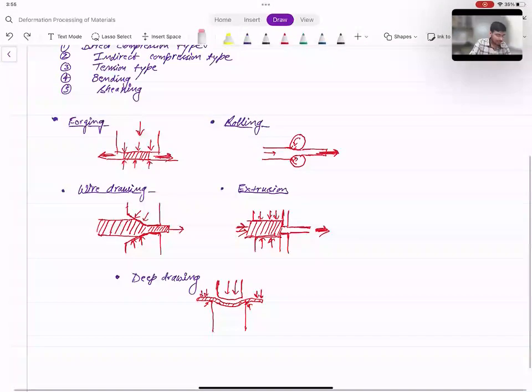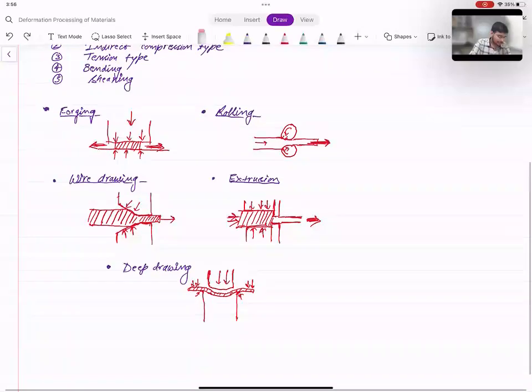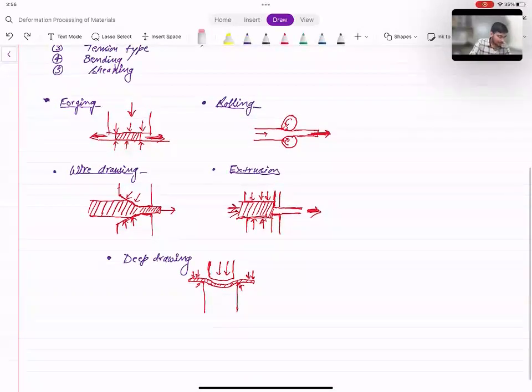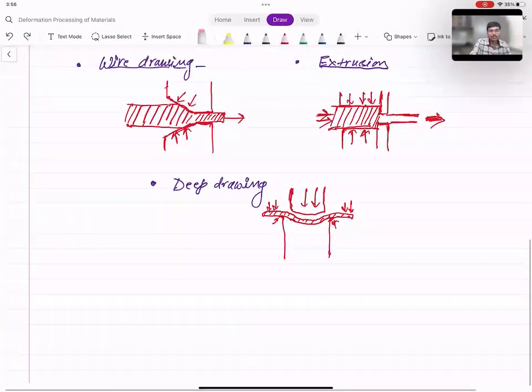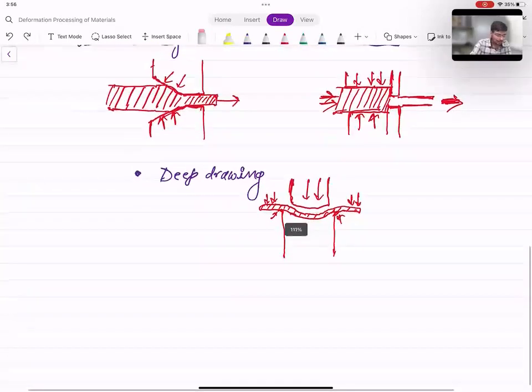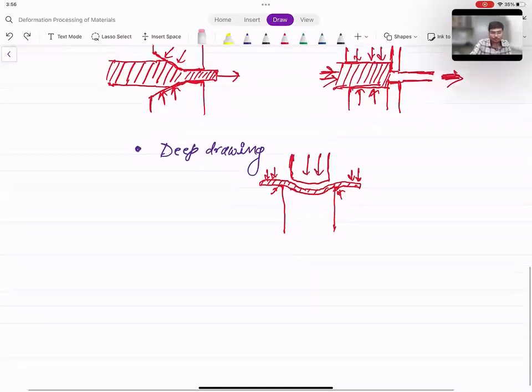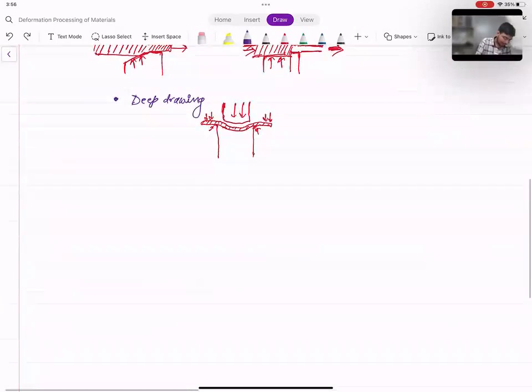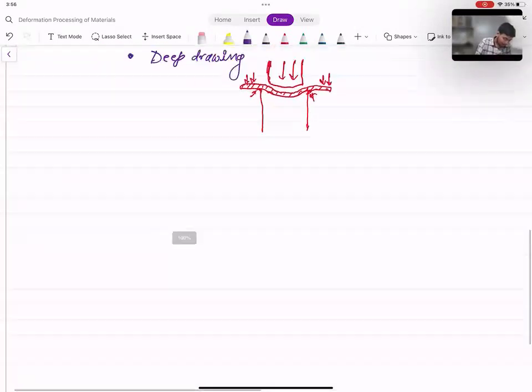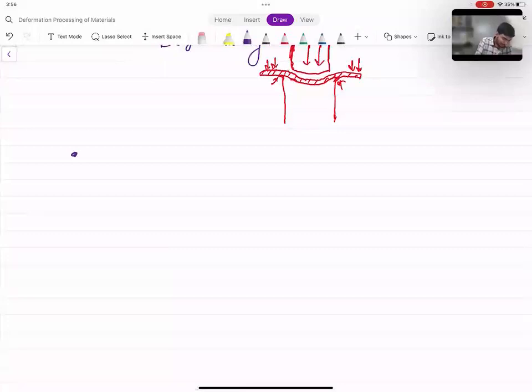This was the type of indirect compression type processes. Another category now is the tension type process. In tension type process, tensile forces are applied to lead to the formation or final shape of the component. So how it appears, let us see. Now we are seeing the tension type process in which we can see the stretch forming operation.